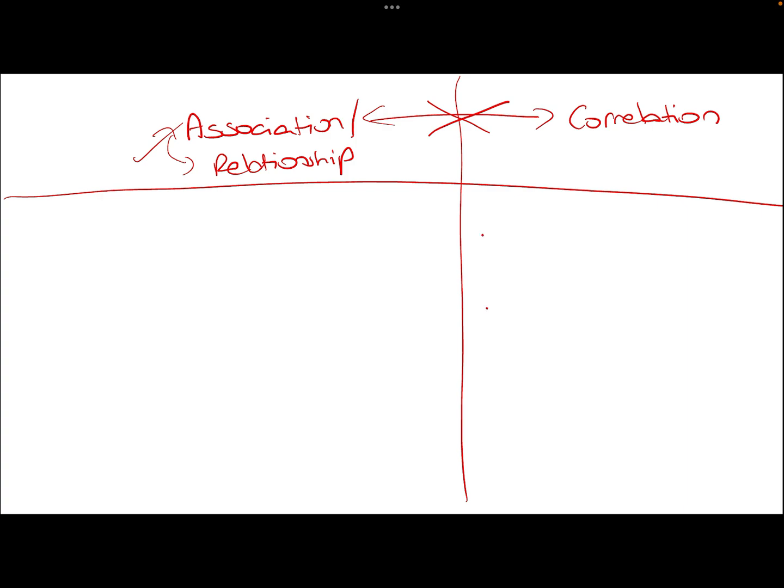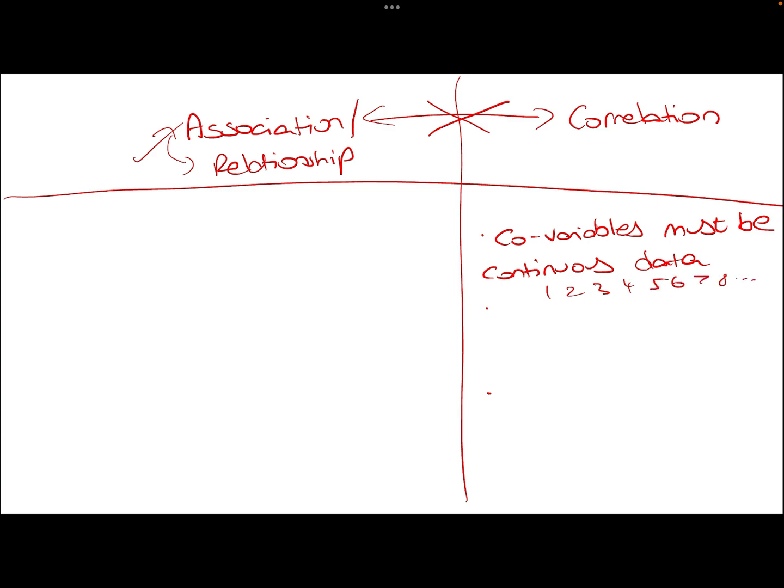For an association to be a correlation, the covariables must be continuous data. In other words, it can't be discrete data, it can't be categorical. It's got to be some sort of numerical data, right? It can't be males or females, okay? If it was males or females with categorical data, then we know immediately that it's a relationship rather than a correlation, okay?